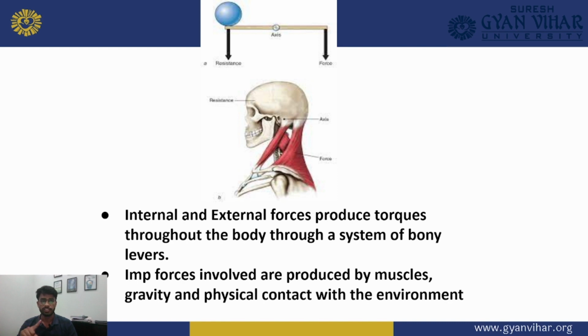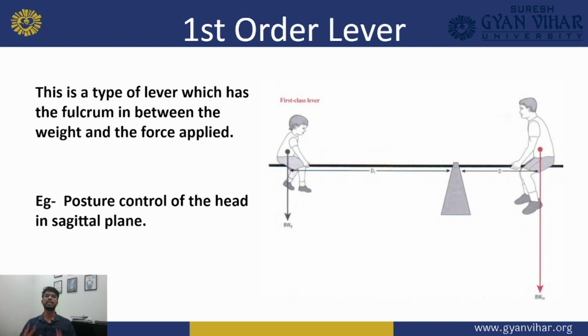So the resistance in this case is the weight of the head and the gravity that is acting on that head. So we classify the lever into three types. They are first order lever, second order lever and third order lever. So let's start first with the first order lever.